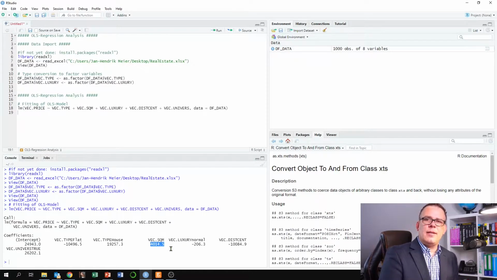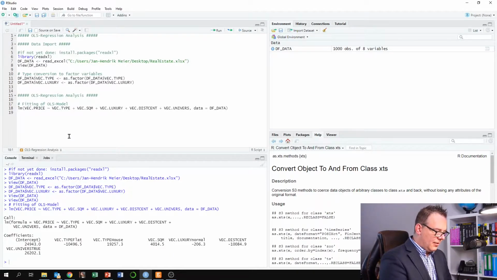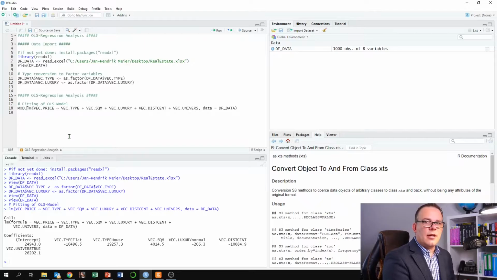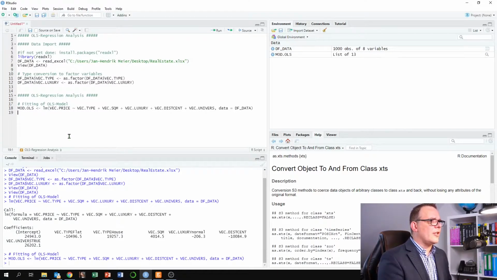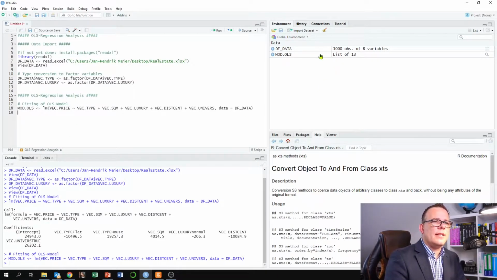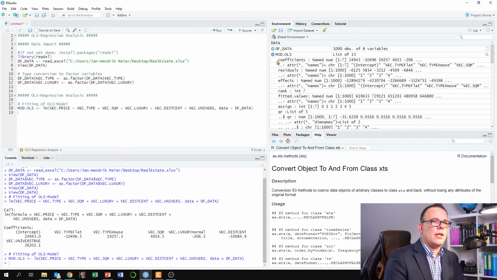I can see much more from that model if I save this model into some data type like mod OLS, and I just assign this model to this data type. I always call this a model variable, but in fact it's a list. I just run this, and now we see here on the right hand side mod OLS, and it's a list of 13 elements, and we can open it and there are the coefficients in, there are the residuals in.